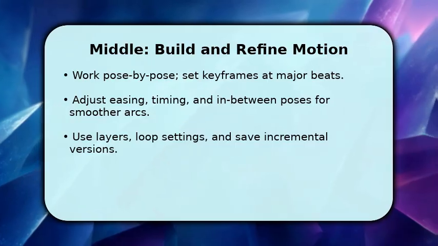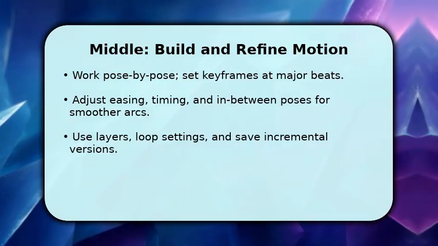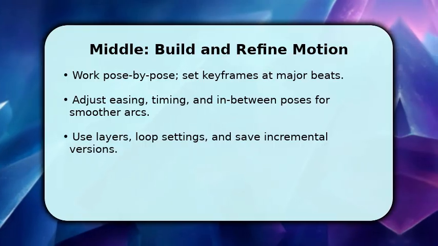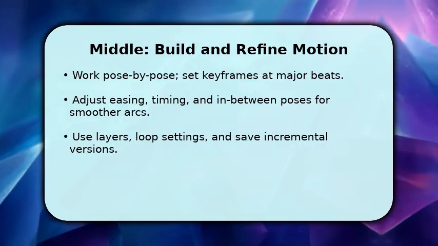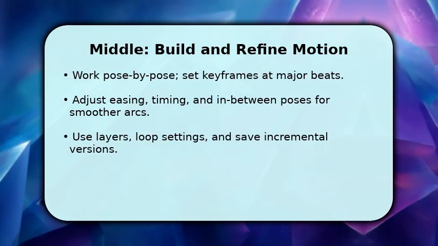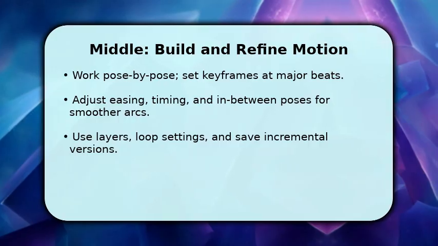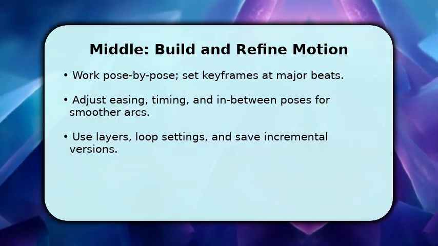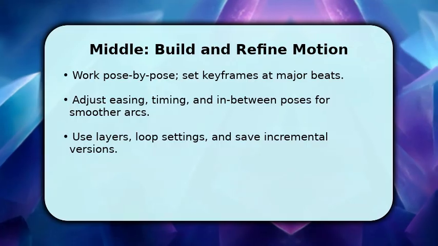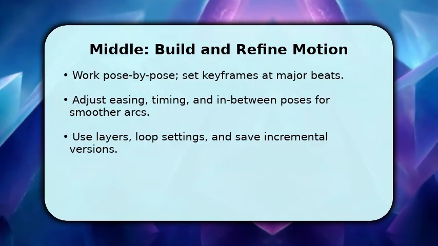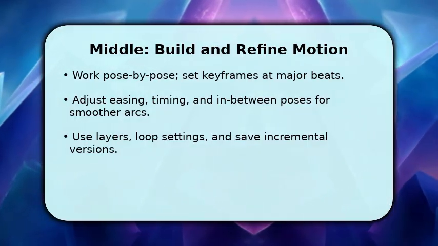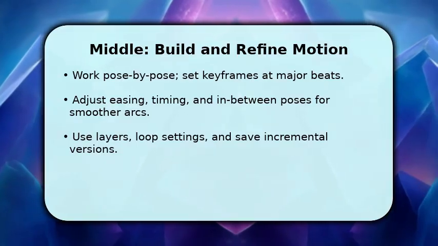reads clearly. Once done with coarse poses, add in between keys to smooth arcs and adjust easing to avoid robotic movement. Make sure to test at different speeds. Slow playback reveals jitter. Use layers for additive motion like breathing or head turns, and use loop settings for idle cycles. Keep saving incremental versions so you can revert if a change breaks timing or expression.